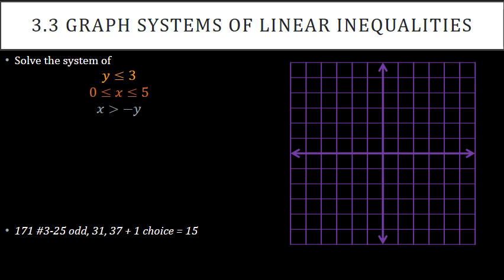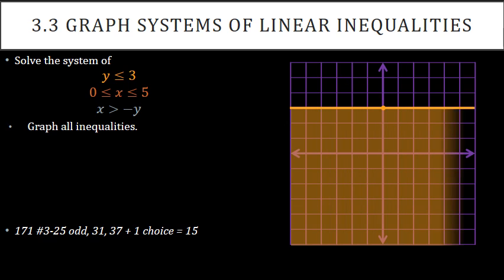And our last one. Graph all the inequalities. So start with the first one. y is less than or equal to 3. That would be a horizontal line at 3. We want y's to be less than that, so we'll shade below. It's a solid line because it's equal to.